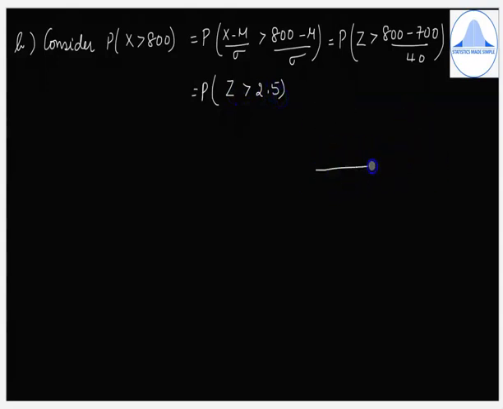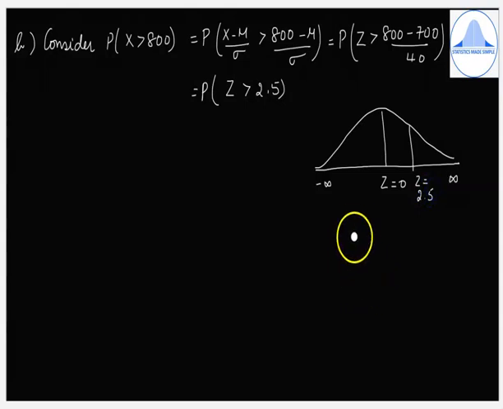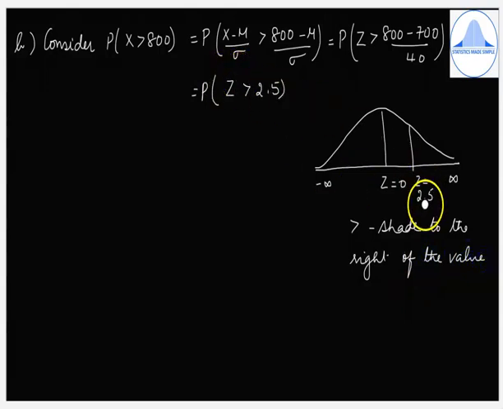Next, draw the standard normal curve. The center line is z equal to 0. The extremity is minus infinity and infinity. 2.5 is positive, so mark it on the right tail of the curve. And whenever you have the greater than symbol, you have to shade to the right of the value. So z greater than 2.5 means from 2.5 till infinity you have to shade.